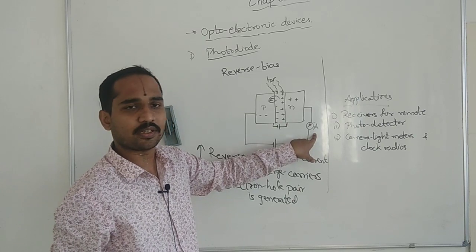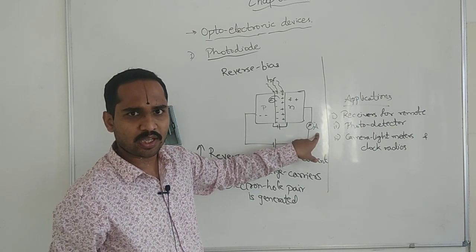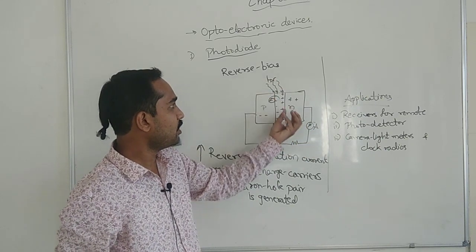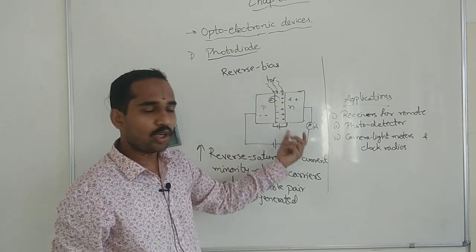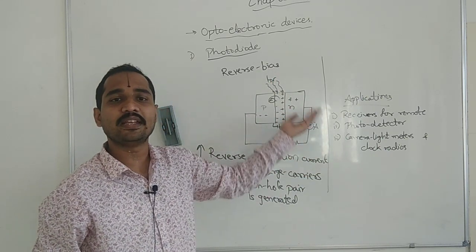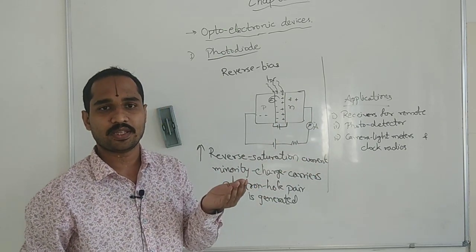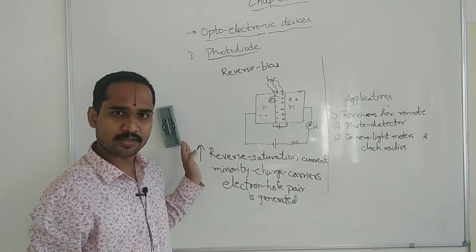This is the current meter, the ammeter you call it. It is reading the current. Whenever you are incidenting the photon, the current is being increased. The reverse saturation current is being increased. This is the concept. This is the working.